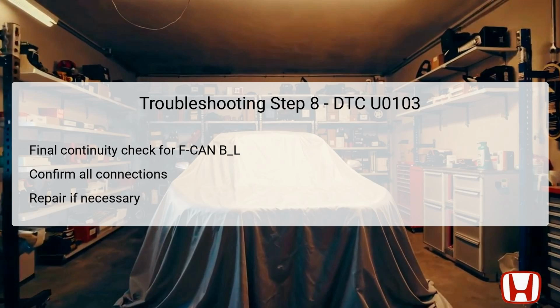Start with the vehicle in off mode and ensure that both the SBW and TCM connectors are disconnected. Test the continuity between test points number 10 from the SBW connector and number 20 from the TCM connector. If continuity is confirmed, it indicates that the FCAN-BL wiring is intact and operational.